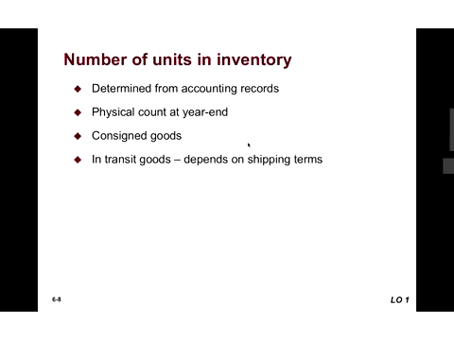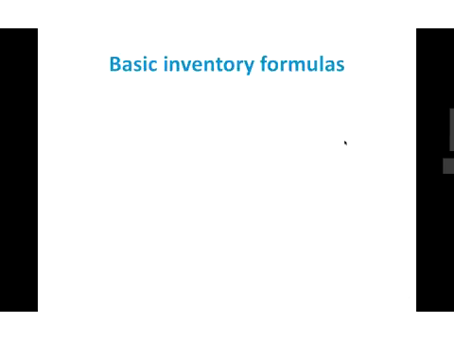Okay, and in transit goods, we talked about FOB shipping point, FOB destination. When title transfers, that's when it goes on one balance sheet or the other. So you have to own it to actually have it on your balance sheet. It's not who physically holds it, it's the legal title owner who has it on the balance sheet.